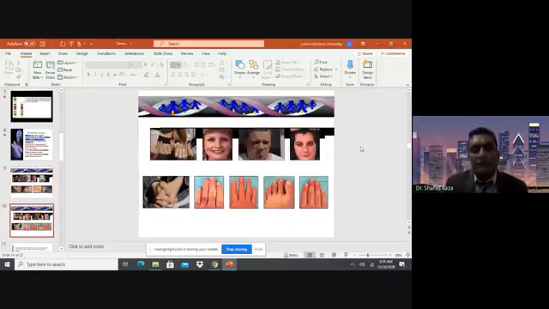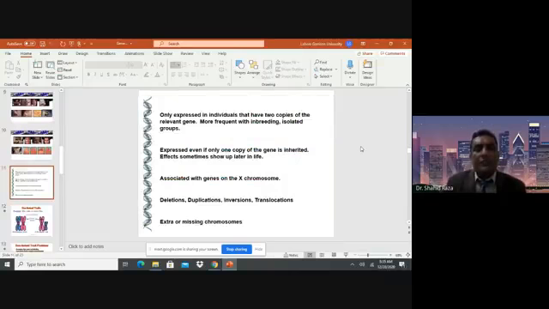We can see different fingers and different disorders. We can conclude that some traits are expressed only in individuals that have two copies of the relevant gene, and are more frequent in inbreeding or isolated groups. Others are expressed even if only one copy of the gene is inherited, sometimes show up later in life, or are associated with genes on the X chromosome.